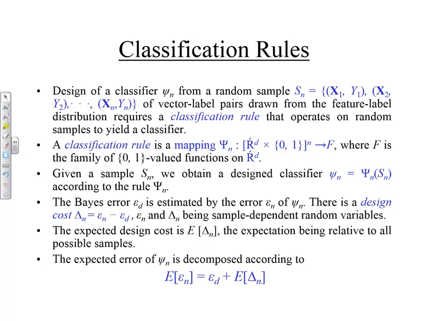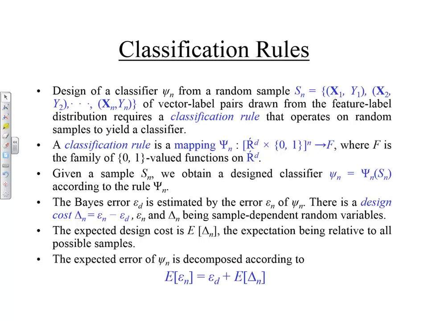Now, the expected error of this classifier psi n can be decomposed into two parts. The expected value of epsilon n is epsilon d, which is a deterministic quantity, the error of the Bayes classifier, plus the expected value of delta n. Nothing major here. You just take expectations on both sides, keeping in view the fact that epsilon d is deterministic. So you get this relationship.